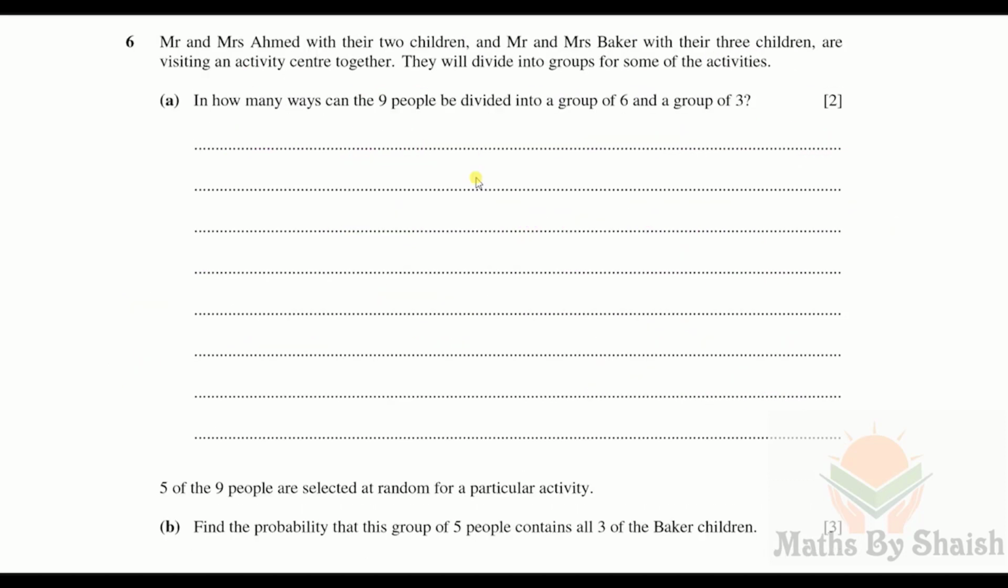And here is the question number 6. Mr. and Mrs. Ahmed with their 2 children and Mr. and Mrs. Baker with their 3 children are visiting an activity center together. They will divide into groups for some of the activities. In how many ways can 9 people be divided into a group of 6 and a group of 3?